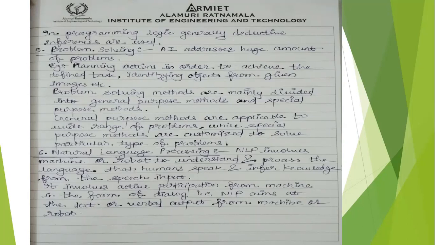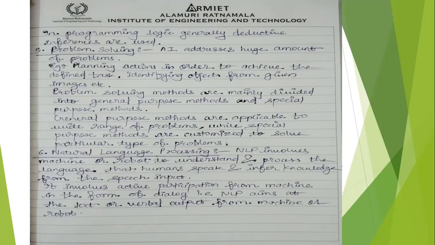Problem solving methods are mainly divided into general purpose methods and special purpose methods. So general purpose methods are applicable to a wide range of problems, while special purpose methods are customized to solve a particular type of problem. A machine based on a general purpose method solves many different types of problems. For example, your PC, personal computer, you can run a lot of applications on your personal computer. Everyone of you must have worked with a computer.